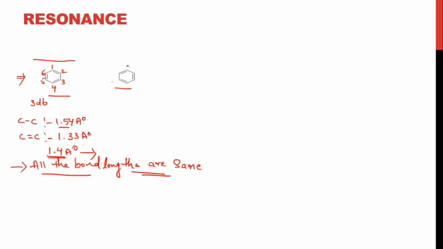Now we'll number this molecule 1, 2, 3, 4, 5, 6. This is also a benzene molecule, but you can see the position of double bonds has been changed. Here the double bonds are between carbon 2 and 3, 4 and 5, and 6 and 1. So we can write the benzene molecule in both the ways. And these two structures are called resonating structures.